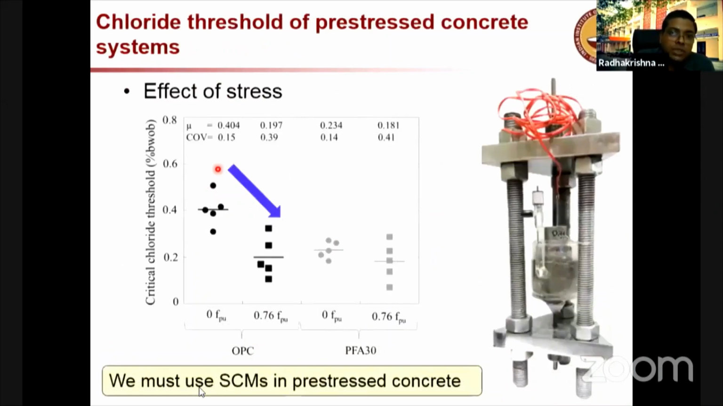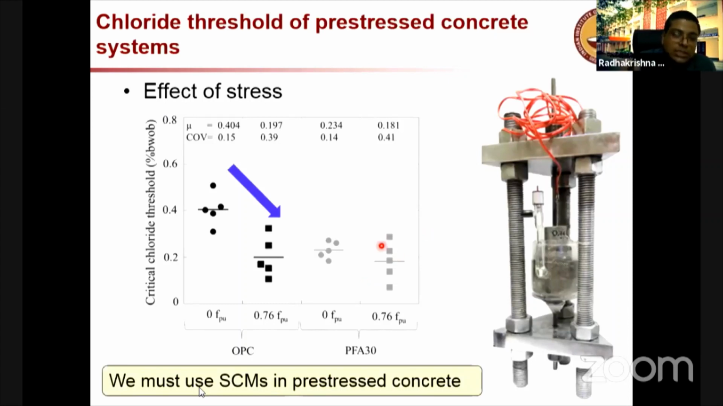Now, another system which we looked at is prestressed concrete, where most literature does not show the effect of stress on the chloride threshold. So we developed a test and looked at the chloride threshold in the presence of stress, and we found that there is a 50% reduction in the chloride threshold value. However, when you use fly ash, the reduction is not that significant in the chloride threshold. So again, it tells the point that we must use SCMs when we talk about prestressed concrete.